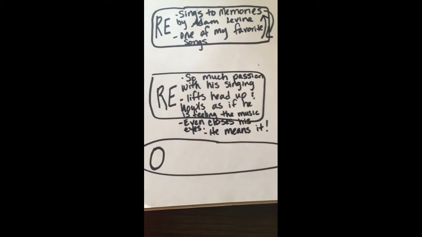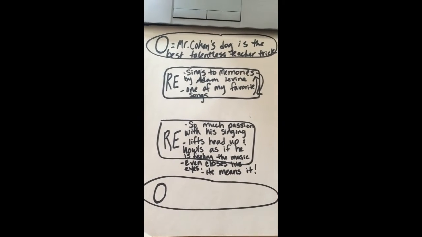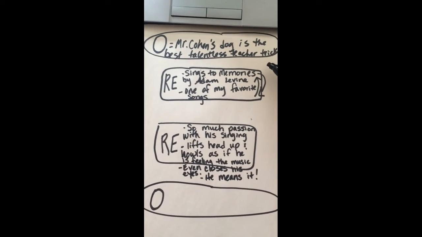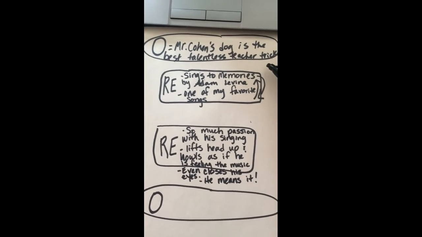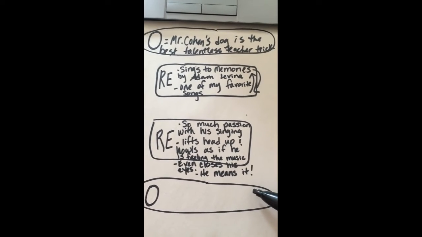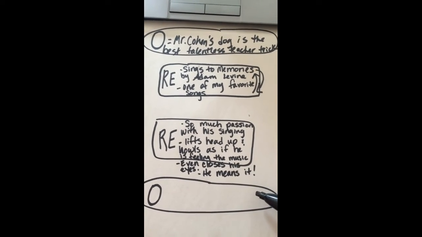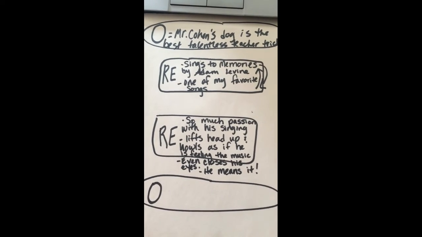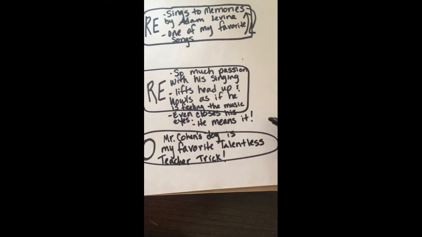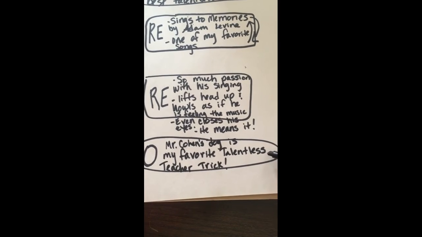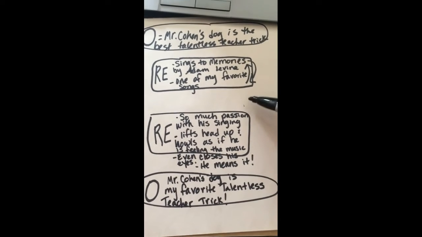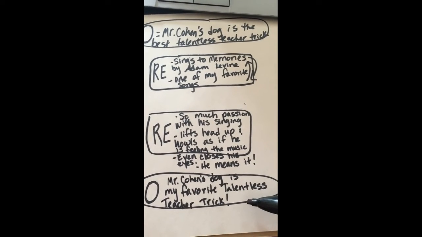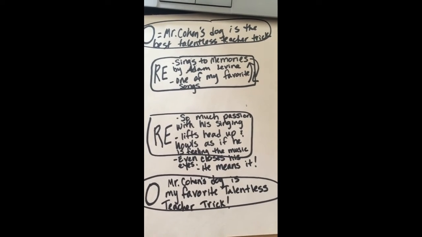So my last step now is just the second O, which is to state my opinion again. So my opinion from the top, Mr. Cohen's dog is the best talentless teacher trick. So I'm going to repeat this just in a little bit different way. And I think I'll say, instead of the best, I'll say is my favorite. So I'm going to put it in a little bit different order. All right, so there it is. Mr. Cohen's dog is my favorite talentless teacher trick. So I just changed is the best to is my favorite. So it just sounds a little bit different.